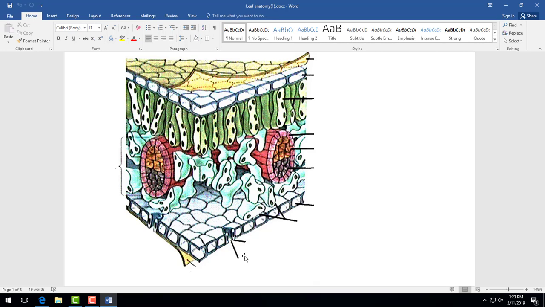All right, then we have the vein, which is right here. This rounded structure here is a vein, the whole thing. So you could label that right here. That special little symbol there means this whole thing. That's a vein. And that is for transport up the stem and down, up and down the stem. It's for transport.